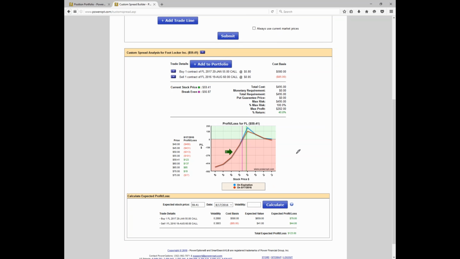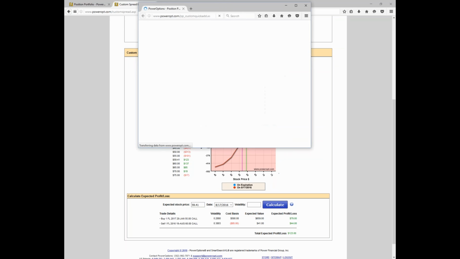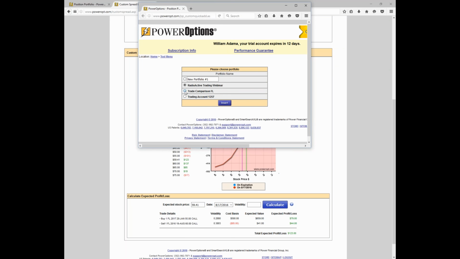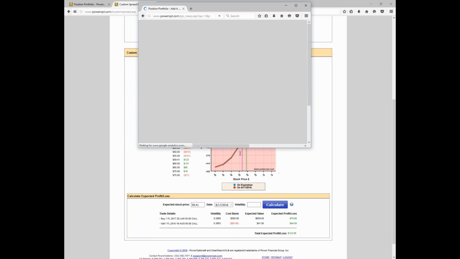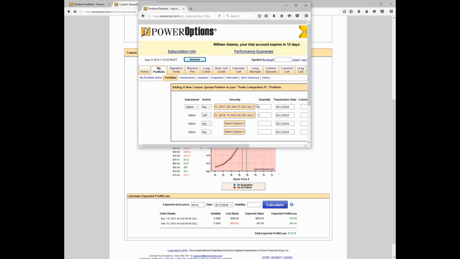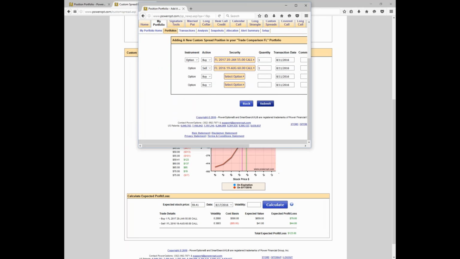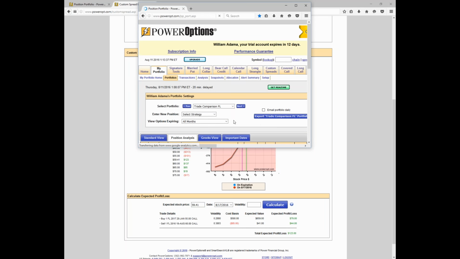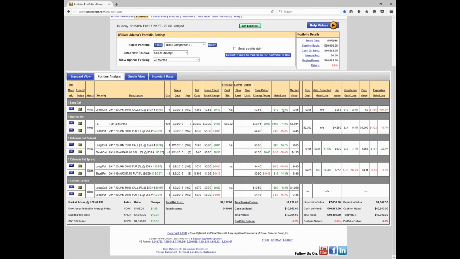Is this more profitable now than it would have been? Oh, let's do it. Okay, so trade comparison Foot Locker. Let's insert this calendar put spread with 1 contract apiece. I don't know if these numbers are right, James. I'll verify them later what they would have been on Tuesday.